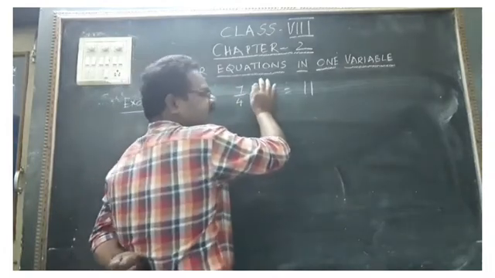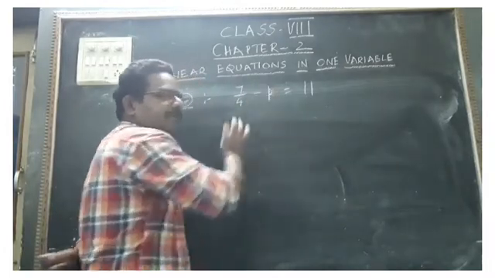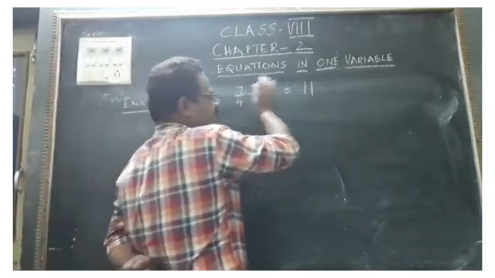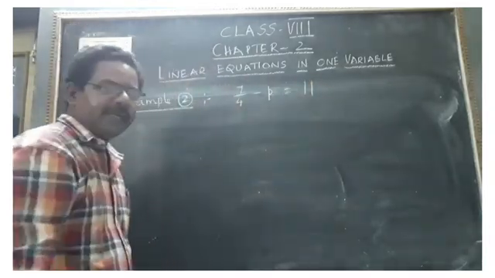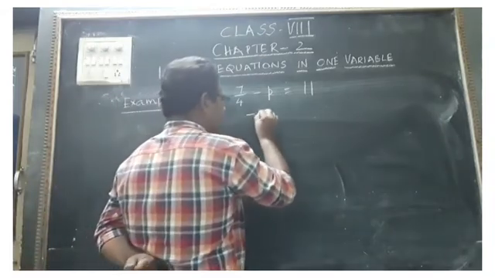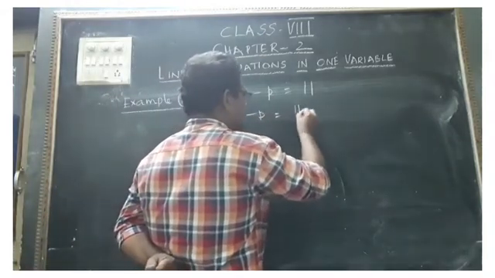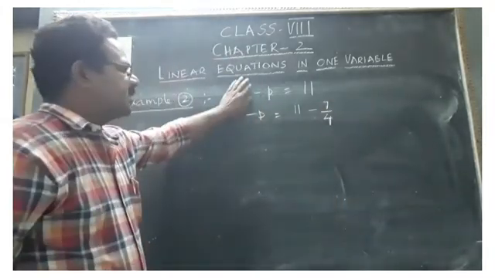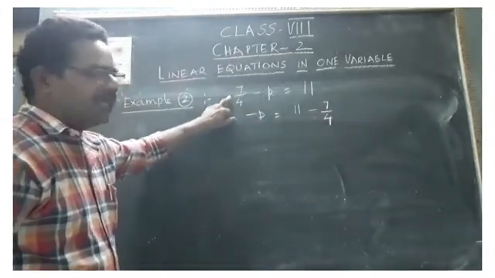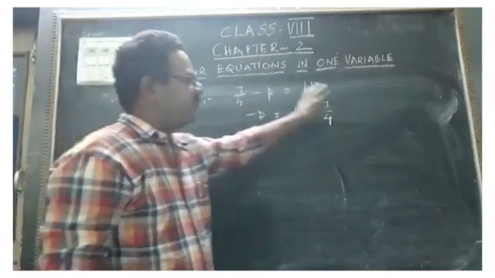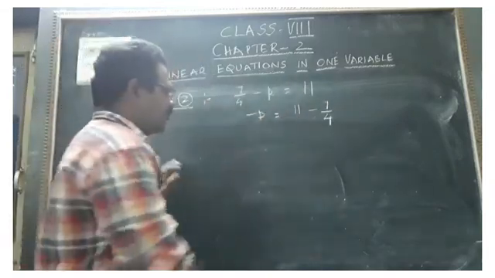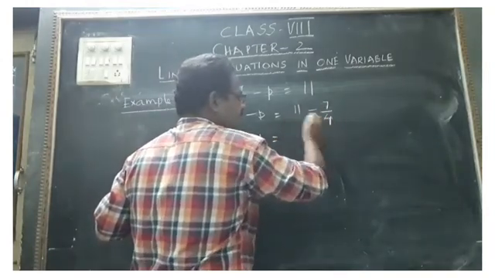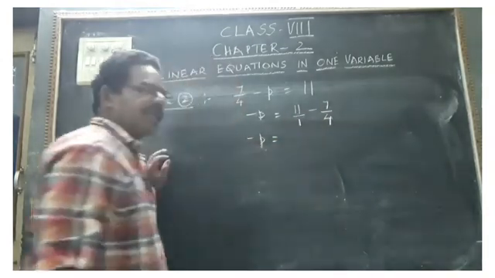Minus p is the variable, so you have to keep the variable part on the left hand side. The remaining 7 by 4, you have to take to the right hand side. Then minus p is equal to 11 minus 7 by 4. Why? Because it is a total term having a plus symbol, so plus 7 by 4 will become minus 7 by 4. So minus p is equal to 11 minus 7 by 4, where 11 you can take as 11 by 1.